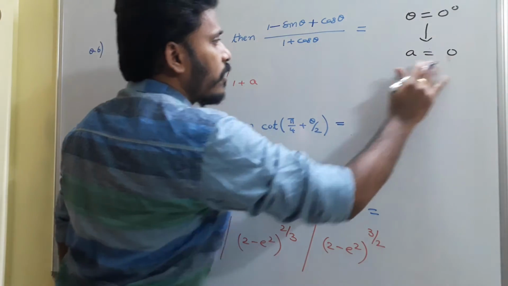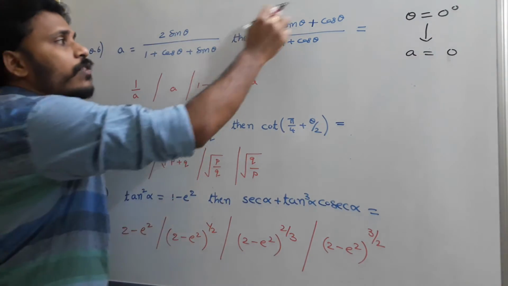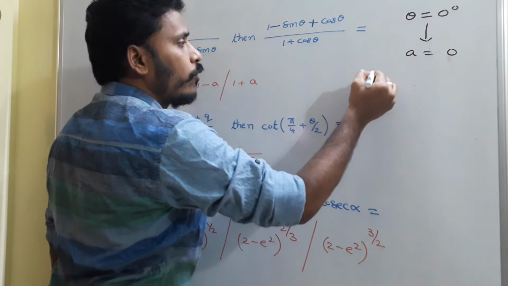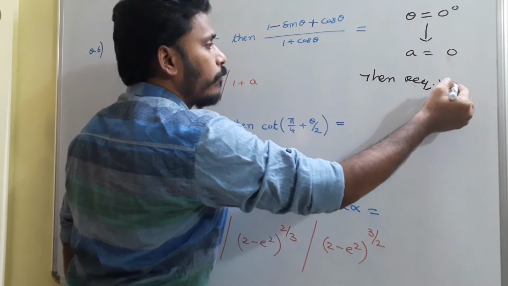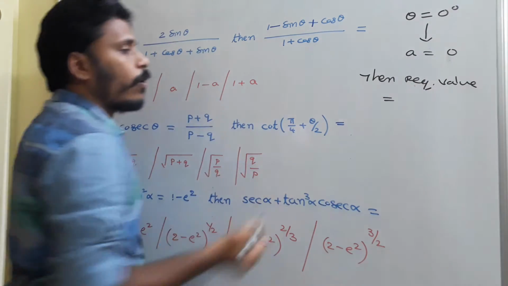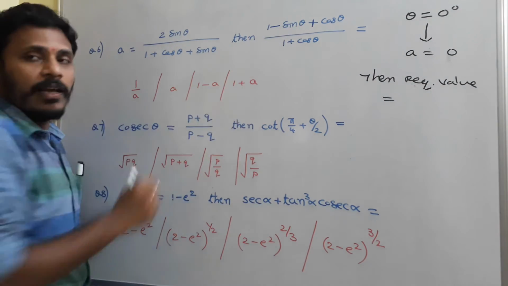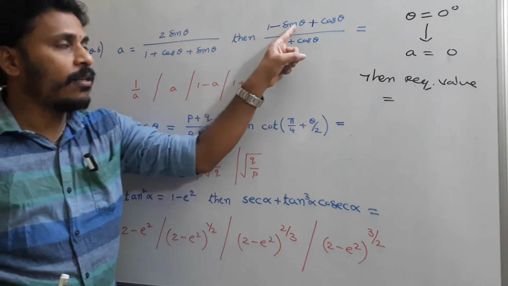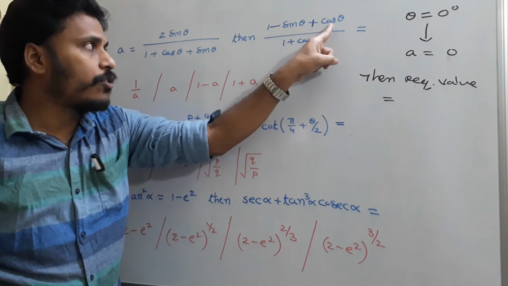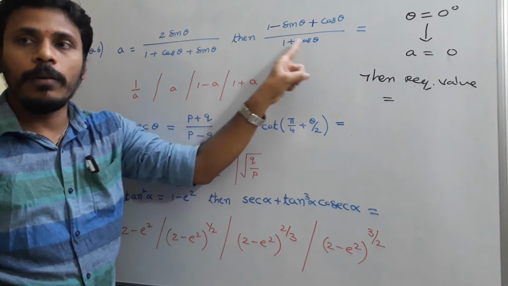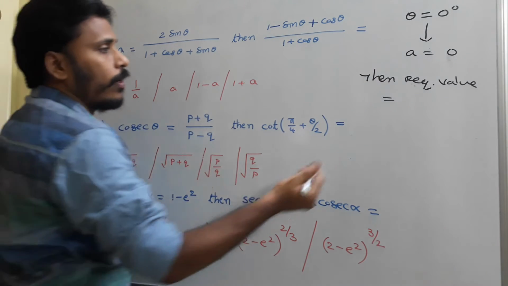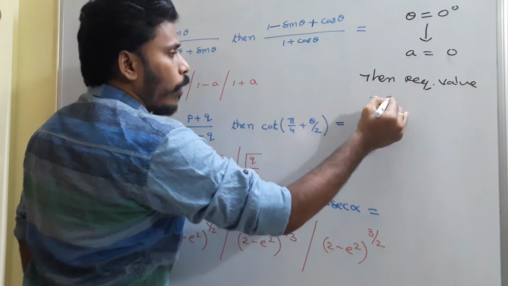And since a is 0, what is the required value? When you think about the required value, replace theta with 0 in the required expression. Sin 0 is 0, cos 0 is 1. 1 plus 1 is 2. And again in the denominator, 1 plus 1 is 2. 2 by 2 is 1. So the required value is 1.